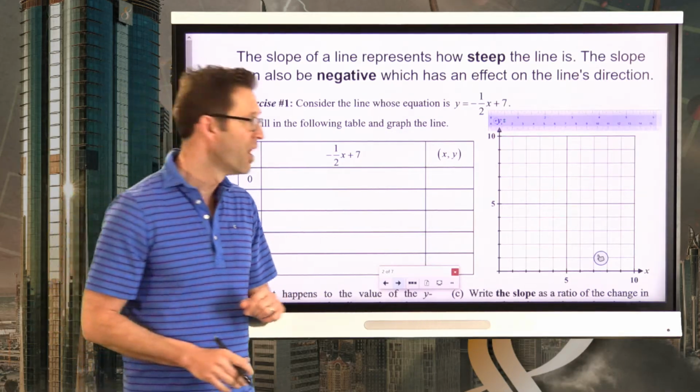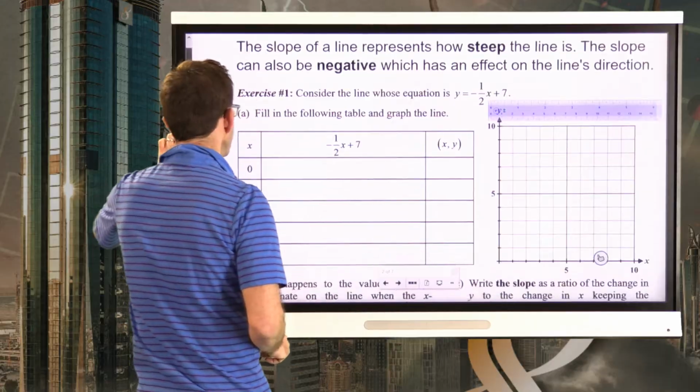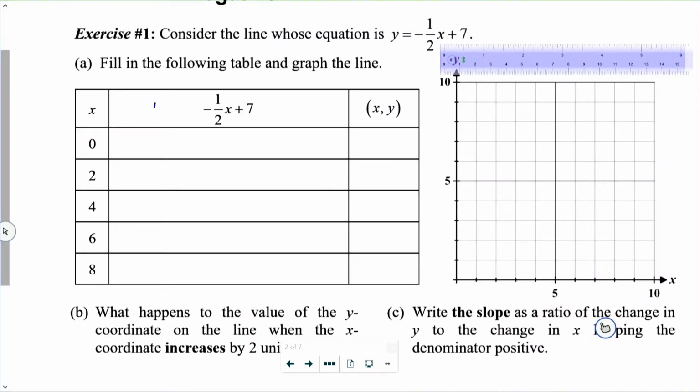Our favorite point to start with, x equals 0. Again, we're producing the y coordinates. So I'm going to have -1/2 times 0 plus 7. I don't care what number you're multiplying by 0, the result is 0. So I get 0 plus 7, and that gives me 7. I'm going to plot that point right away, (0, 7), as we talked about in the last lesson. That is my y-intercept.